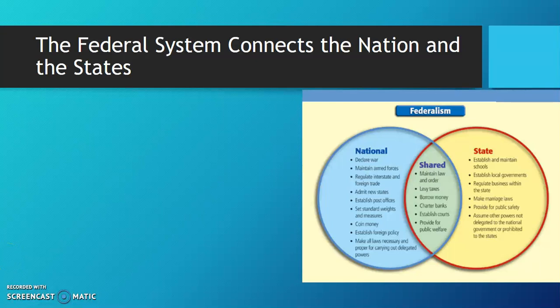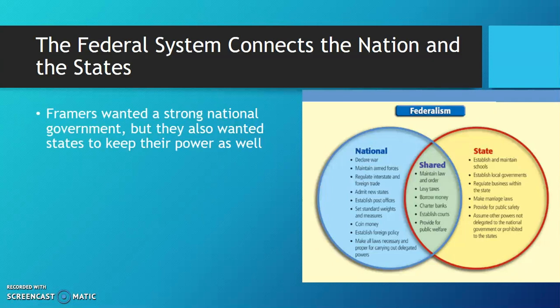In this video, we're going to talk about the federal system of government that we have here in the United States and how it connects our nation, so our larger federal government, to our states and the state governments, because they have different roles when it comes to our lives, and it's going to be really important to understand. So the first thing that we have to understand here is the framers, they wanted a strong national government.